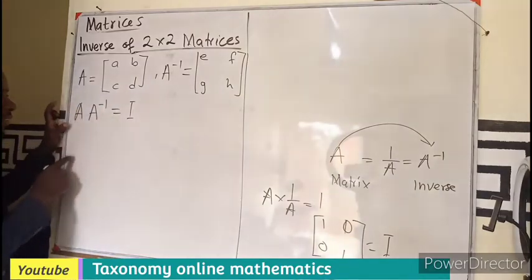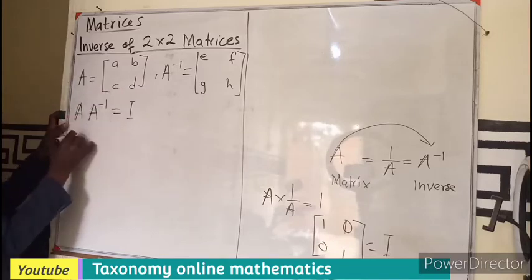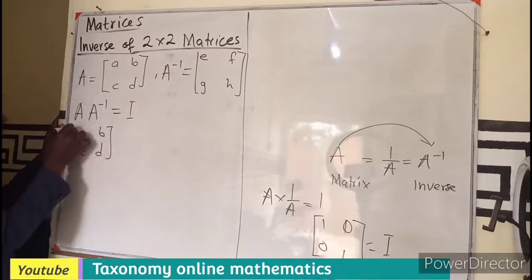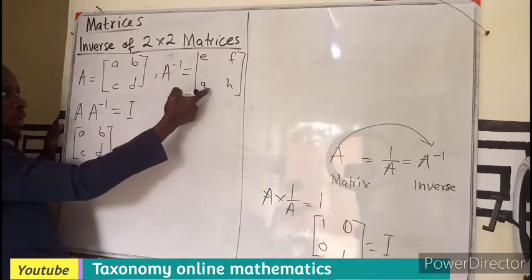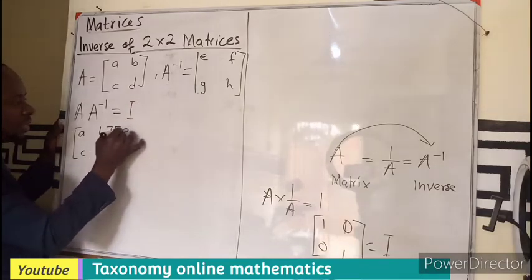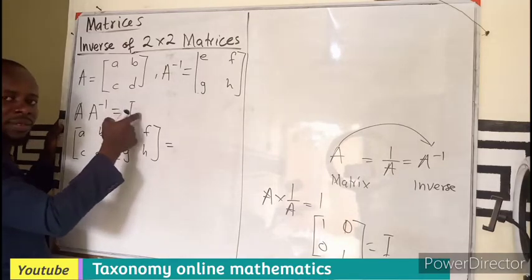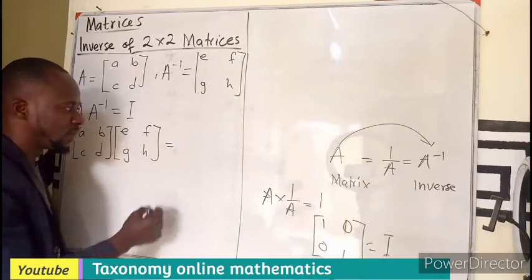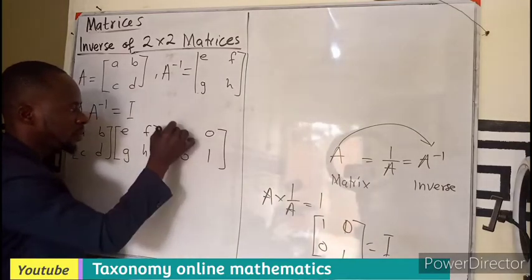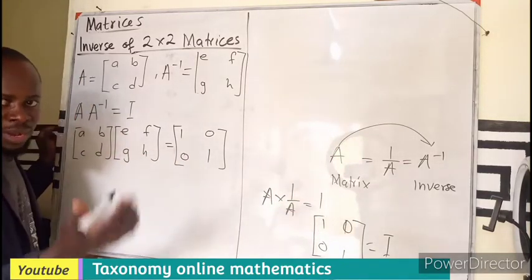So if that is the case, what is A? A is this, so I can have this to be A, B, C, D. I believe this is multiplication. So let's multiply our inverse, E, F, G, H. We should be having the identity, the unit matrix, which is 1, 0, 0, 1. That's the meaning if we are to borrow the ideas from general mathematics.